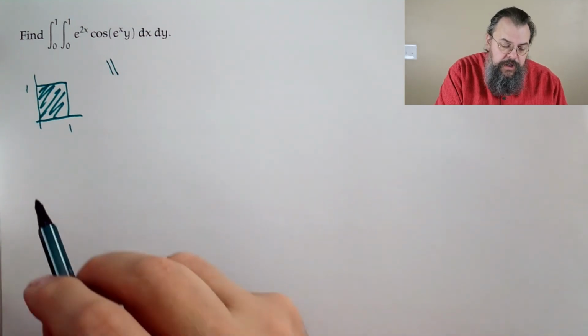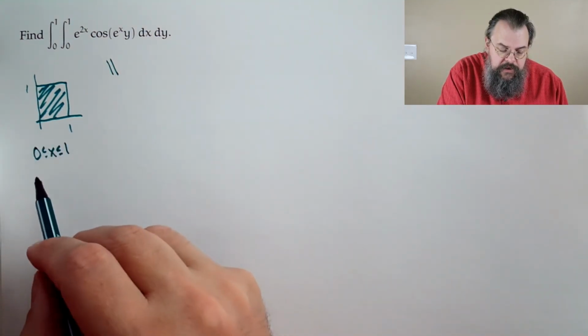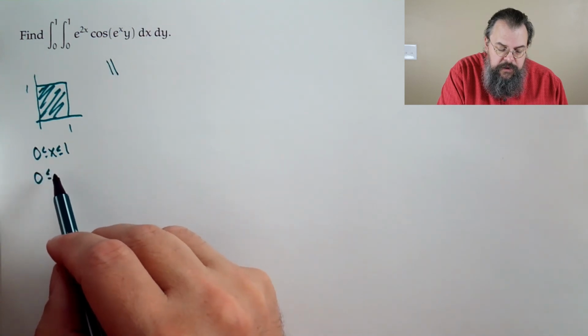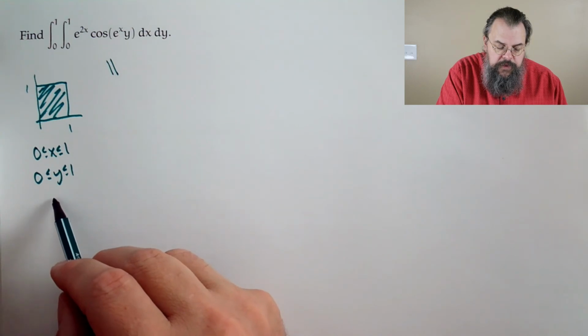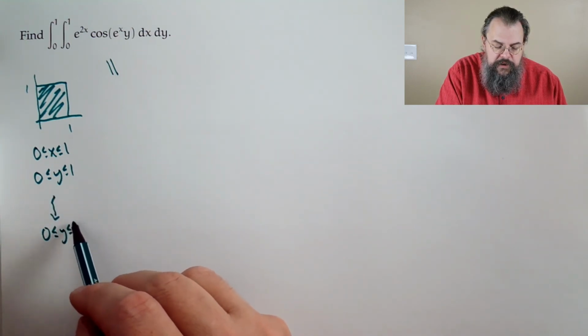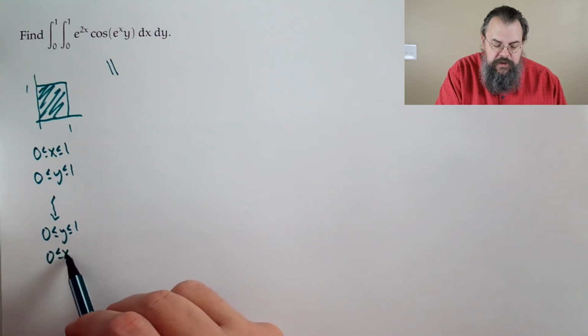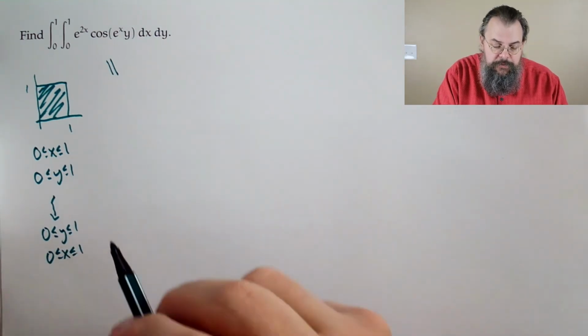Because really, what do our bounds become? If you write them down as a series of inequalities, you get 0 less than or equal to x, less than or equal to 1, 0 less than or equal to y, less than or equal to 1, which if you switch, well, that becomes 0 less than or equal to y, less than or equal to 1, and 0 less than or equal to x, less than or equal to 1. That's why it's so easy to switch when we have rectangles.